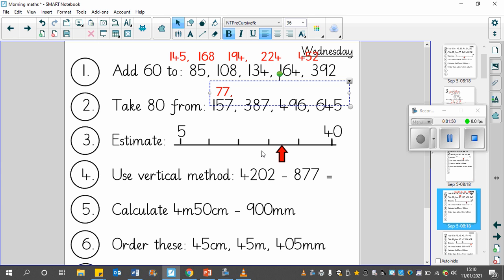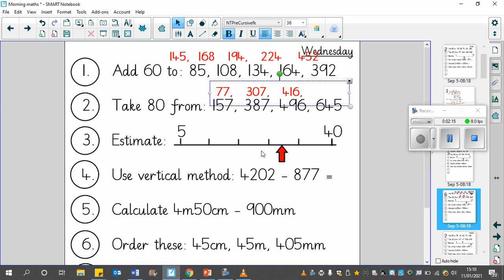Right, 387. Why is this an easy question? Answer that question in your head. The answer to this is 307, because the ones don't change. 496, still quite an easy question because we're still on 400, so it now just becomes 96 take away 80, which of course is 16.